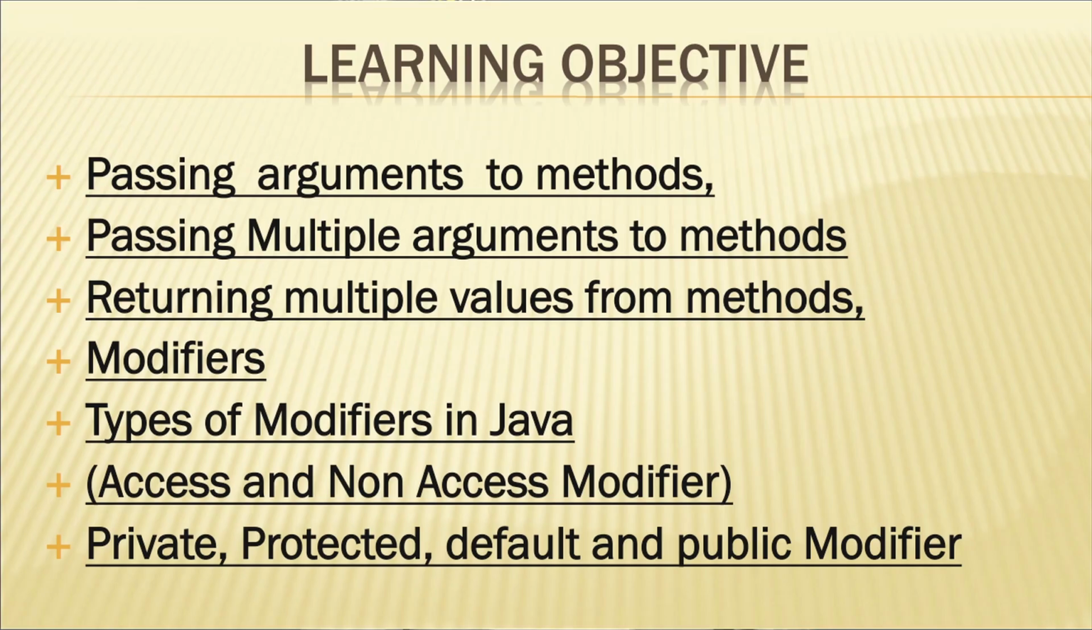So, the topic of my lecture is passing arguments to methods, returning multiple values from a method, and different types of modifiers. In this lecture I will cover how to pass and return single and multiple arguments from a method, and the types of modifiers in Java: access modifiers like private, protected, default and public, and non-access modifiers. Starting with the first one, how to pass an argument to a method.